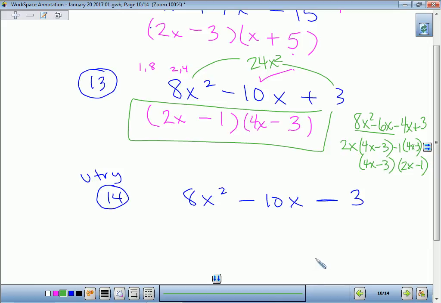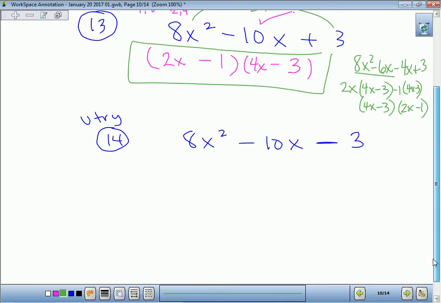4 actually. Okay? So now this one is slightly more challenging, and I'll tell you why. 3 is prime, so we know it's 1 and 3, but we don't know which sign. We don't know if this is positive or -1. We don't know if that's positive or -3. Because it's negative here, they're different signs. So we're going to have to play a little more with this one. And so we're going to play with that 1 and the 8 and the 2 and the 4.